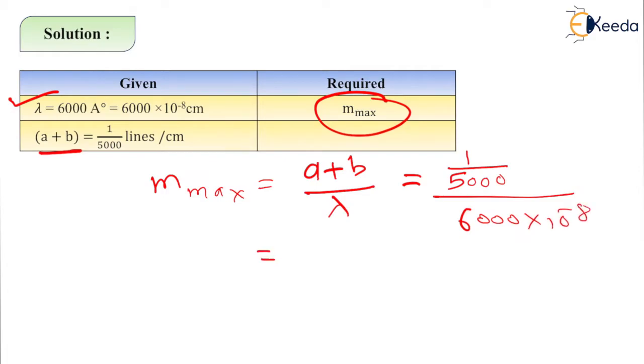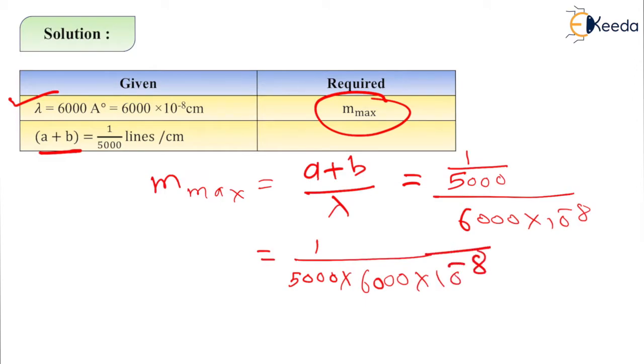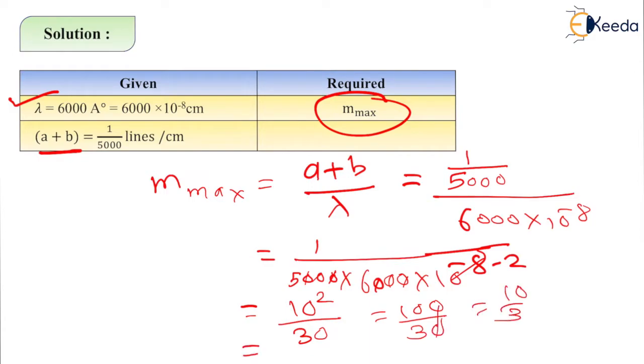So it would be 1 upon 5000 into 6000 into 10 raised to minus 8. So these 6 zeros will get cancelled, remaining minus 2. And it would be 10 raised to minus 2 goes up, gives 10 raised to plus 2 divided by 6, 5s are 30. It will be 100 upon 30. It will be 10 by 3. You can say m max is equal to 3, and this is your answer, right? So moving towards the next numerical.